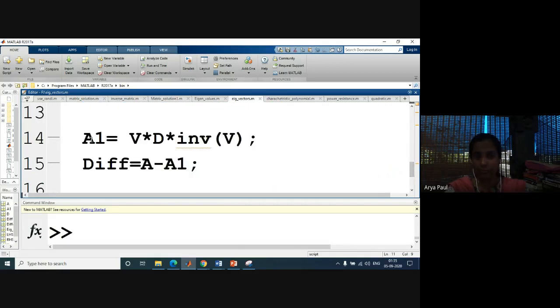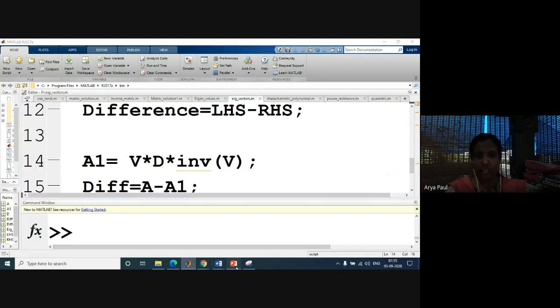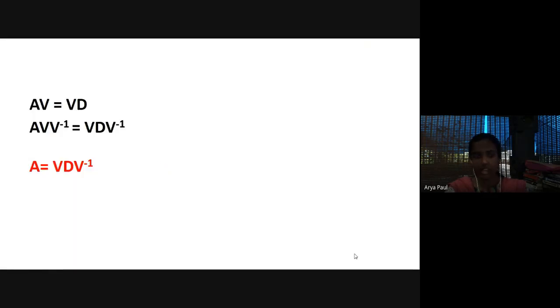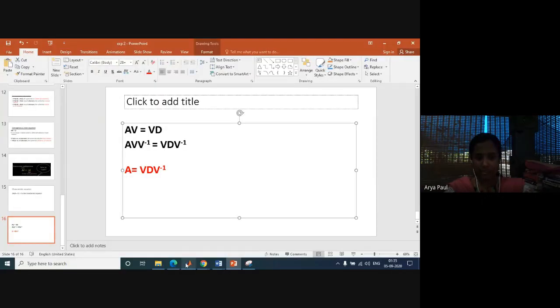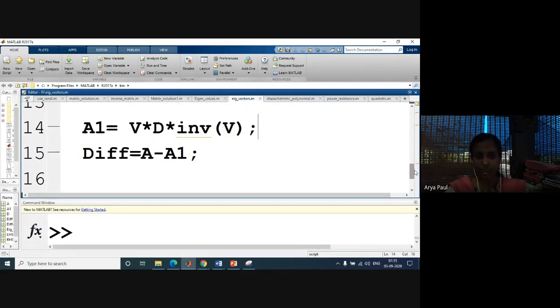Now V into D into inverse of V. You can check whether you have already seen this. What is A? A is VD into V inverse. So you can check whether V D V inverse is the same as A. How can you find V inverse? Using the INV function, I can find the inverse of V. V into D into inverse of V, I found my A1. Let it be another variable, A1.